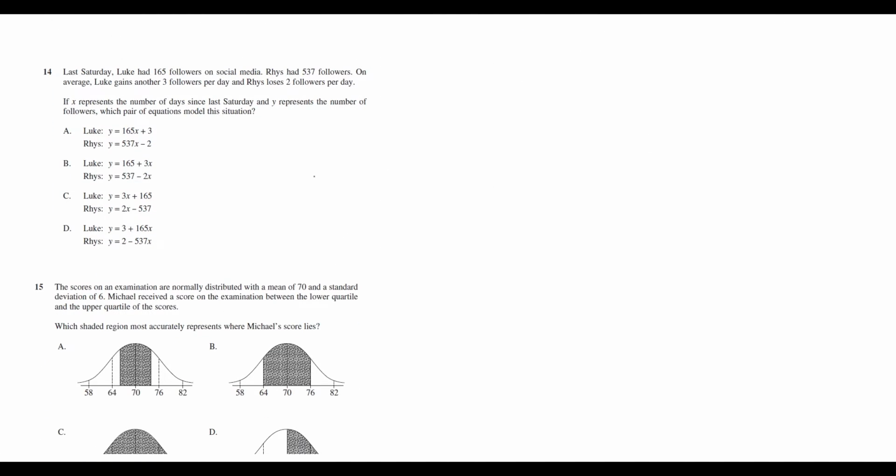Okay, question 14. So last Saturday, Luke had 165 followers on social media. Reese had 537 followers. On average, Luke gains another 3 followers per day, and Reese loses 2 followers per day. So if X represents the number of days since last Saturday, and Y represents the number of followers, which pair of equations model this situation? So let's look at Luke first of all. So let's say Y is the total number of followers. So Luke, we'll say Y sub L.